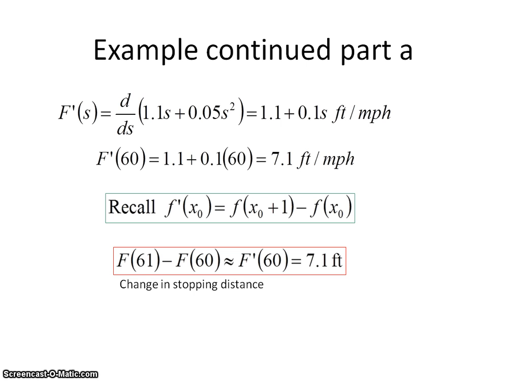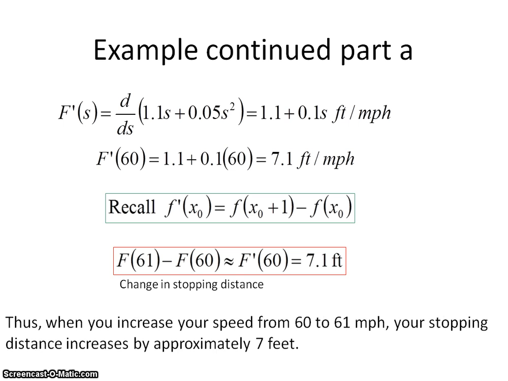And we get f of 61 minus f of 60, which is approximately the derivative at 60, from what we just saw in our difference quotient when it's evaluated at 1. And we get 7.1 feet. And this right here is the change in stopping distance. Thus, when you increase your speed from 60 to 61 miles per hour, your stopping distance increases by approximately 7 feet.